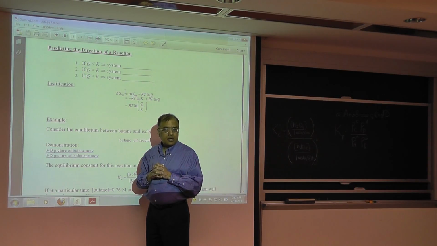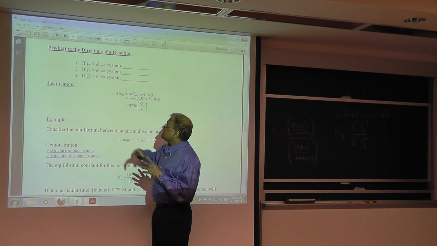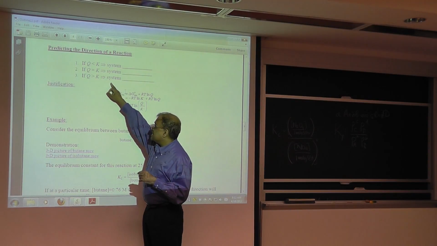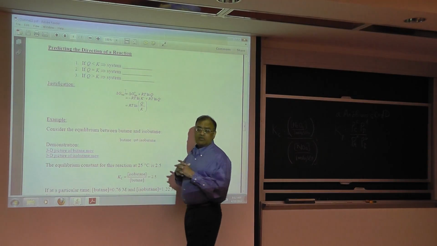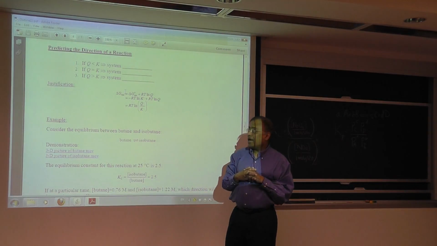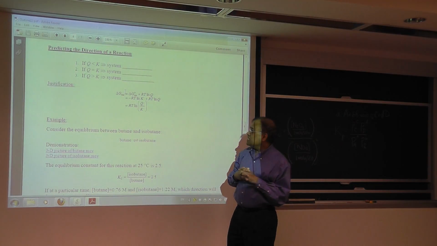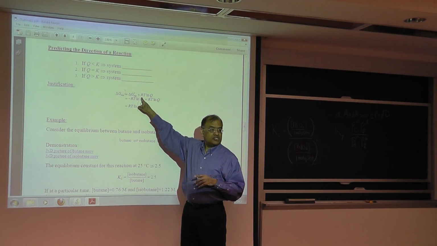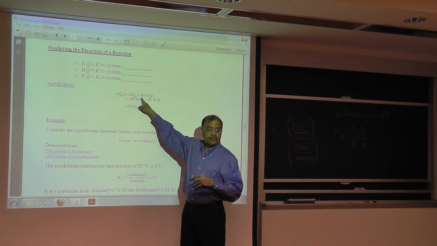If Q is equal to K, the system is at equilibrium. If Q is greater than K, then the system will go backwards. How can we justify this? Let's go to this equation here that we derived in class 2 classes ago.